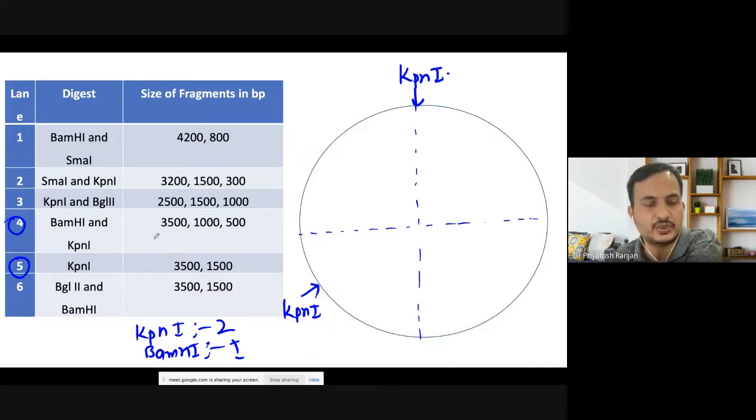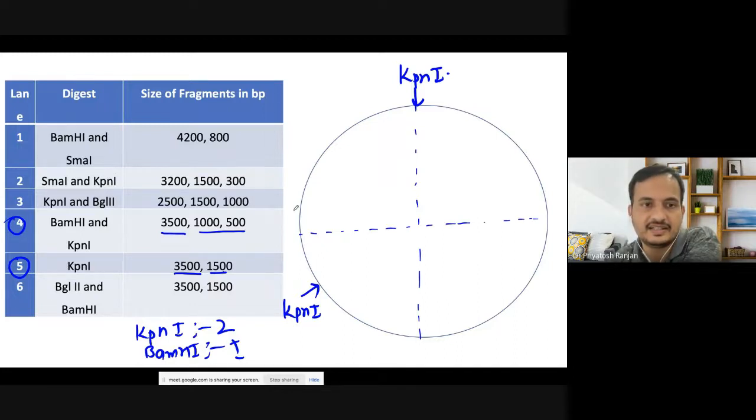So now I need to compare when I'm double digesting this plasmid with BamH1 and KPN1, my 3500 band from the KPN1 remains intact. Now this 1500 is getting divided. This information is very important. It tells me that BamH1 is not supposed to be located here, but somewhere in this region.